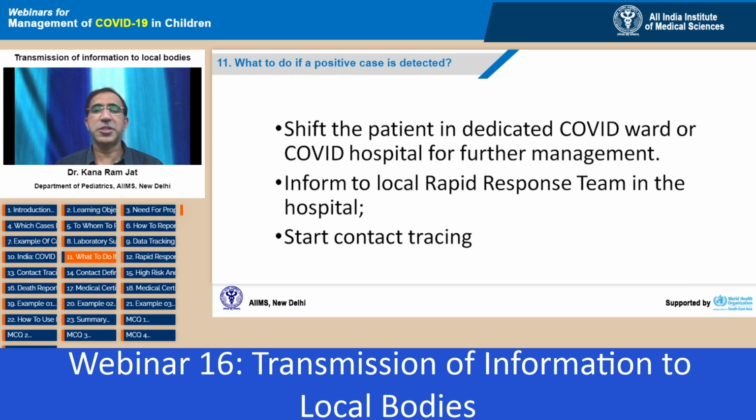If a positive case is detected, first of all, shift the patient to a dedicated COVID ward or COVID hospital for further management. Then inform the local response team in the hospital and start contact tracing.